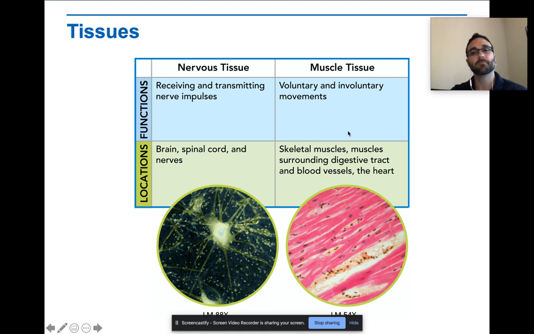And then lastly, muscle. Most people think of muscle as skeletal muscle, which is involved in moving your skeleton. However, think about all of the involuntary movements. Think about your digestive tract. Your food goes through your digestive tract, and that movement is facilitated by this muscle tissue.